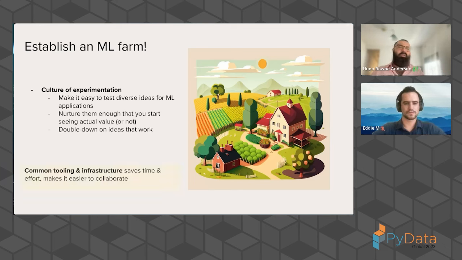So what do we need to do this? One thing we need across an organization or any group of people we're trying to coordinate or we want coordinated, quote unquote, rowing in the same direction is common tooling and infrastructure. Python, right? PyData, open source. That's why we're here today, right? And these things, having common tooling and infrastructure saves time and effort and makes it easier to collaborate.